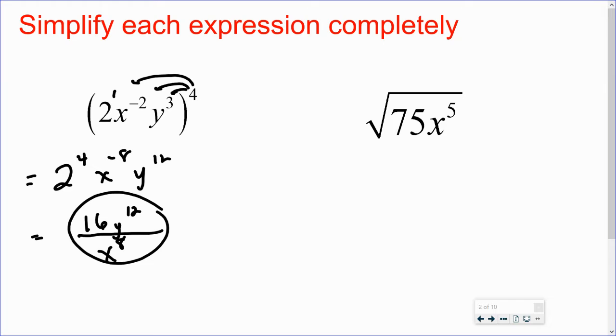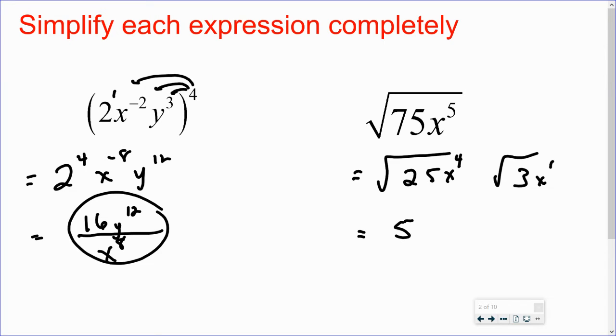The next one, okay, we're looking for what perfect square times some other number is 75. Well, that ends up to be 25 times 3. Now, x to the 4th, the index here is 2, so I want the biggest even power I can take out, and I'll leave just 1 over there. Simplify this. The square root of 25 is 5. The square root of x to the 4th is x to the 2nd. And then I got 3x.